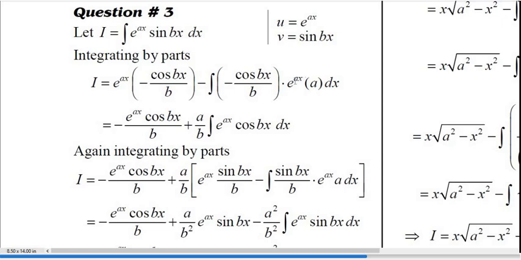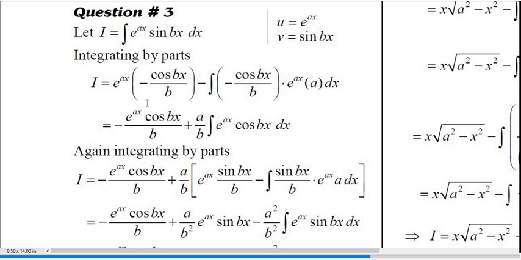Then again taking derivative of the power, we get a. Derivative of ax is a, okay. Plus, minus minus e power ax cos bx divided by b, minus minus plus, a by b integration e power ax cos bx into d of x.